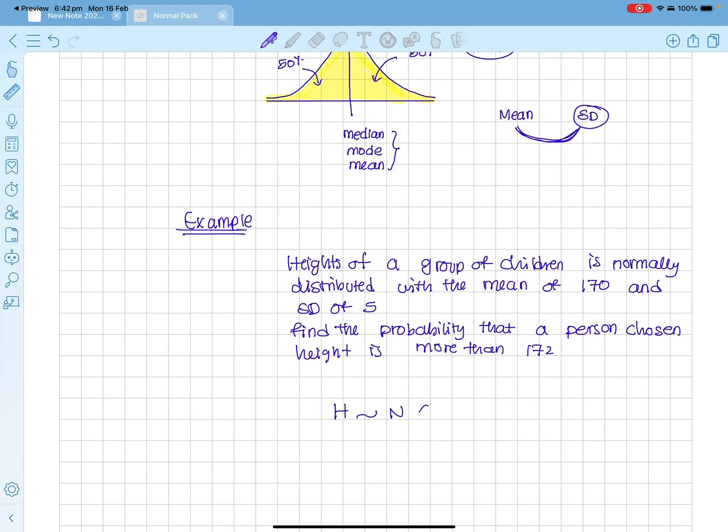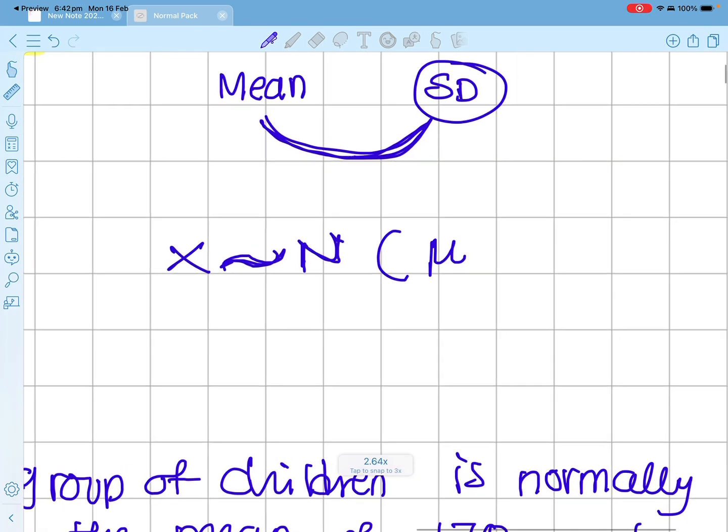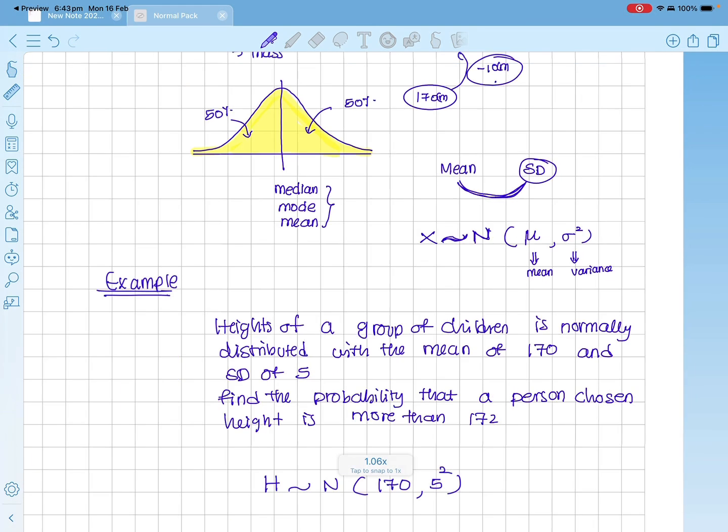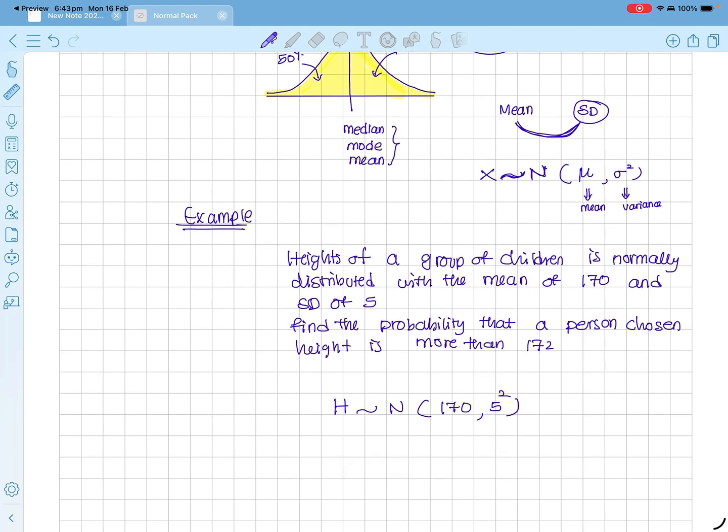Average is 170. Standard deviation is 5. So we would put 5 squared, because when you represent a normal distribution, we put X, distributed normally, and we put mu here. Mu is the average, and sigma squared. Sigma is the standard deviation, so sigma squared is the variance. We put the mean here, and standard deviation squared, called the variance, there. So here I put 5 squared because standard deviation was given. Question is asking to find the probability that the height is more than 172. So H is more than 172.